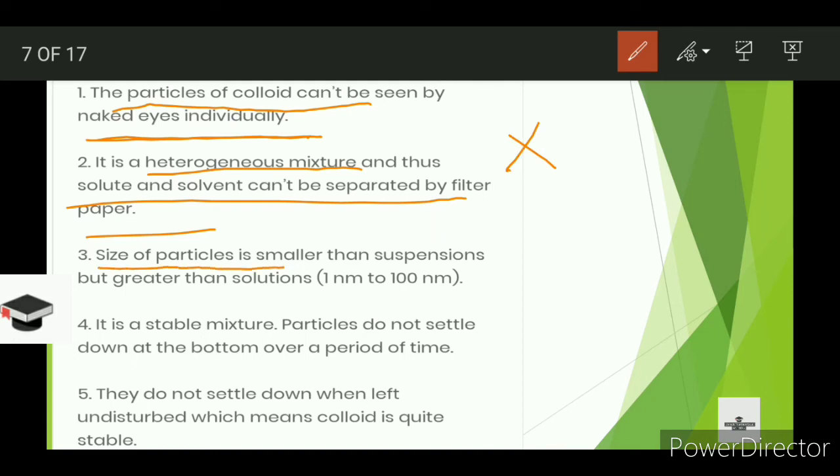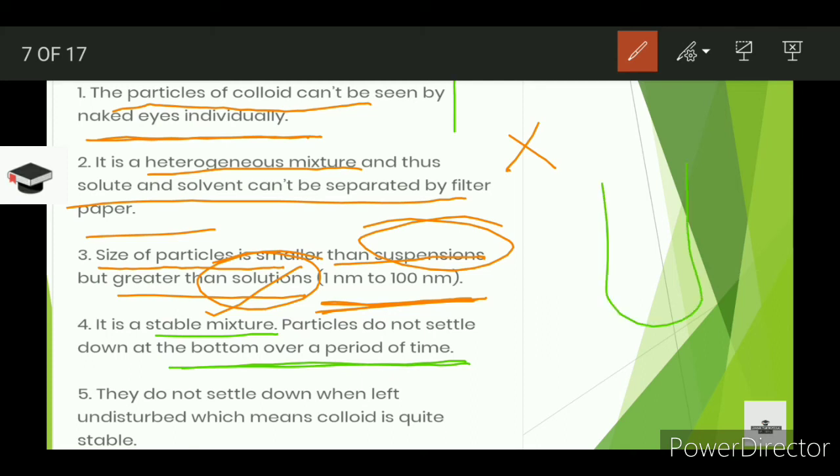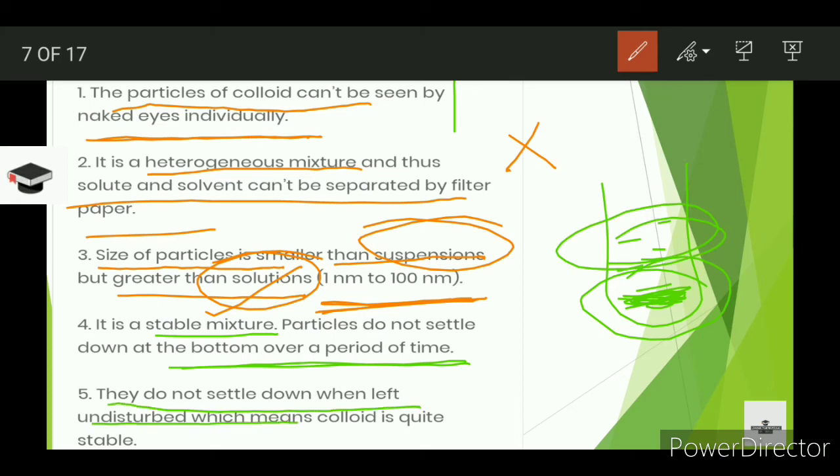Now, what is the size of particles? Size of particles is smaller than suspensions but greater than solutions, meaning it is between suspension particle size and solution particle size, that is 1 nm to 100 nm. Colloid is a stable mixture and particles do not settle down at the bottom over a period of time. If you take a glass of milk and leave it undisturbed for some time, will you see that milk particles have settled down at the bottom? No, they remain suspended throughout the mixture. They do not settle down when left undisturbed, which means colloid is quite stable.